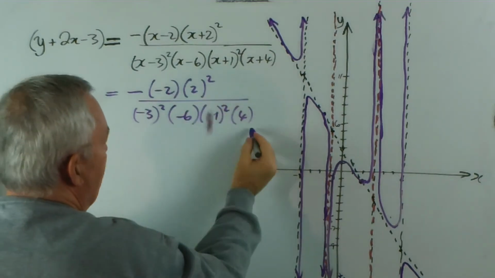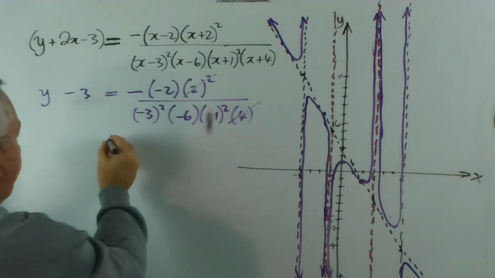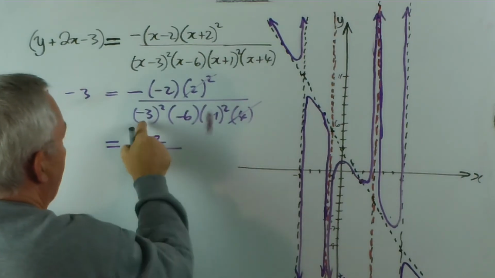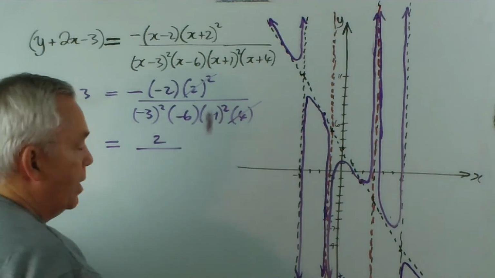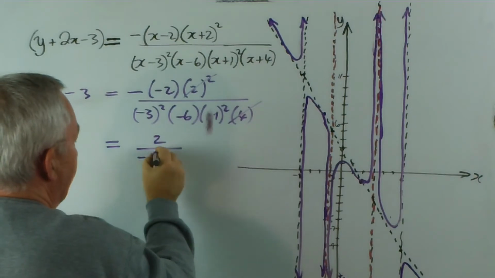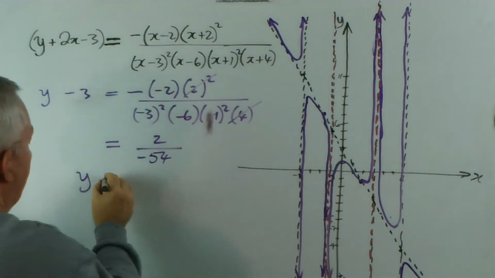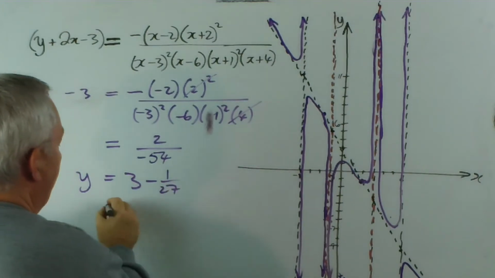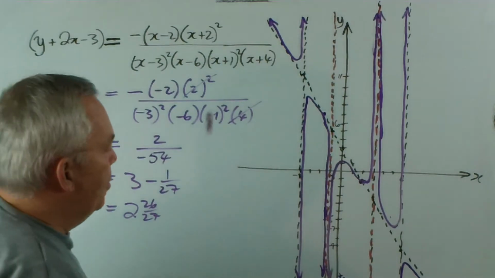Well, 2 squared is 4, and we've got a 4 on the bottom, so let's get rid of that very quickly. We get minus 2 is plus 2. Minus 3 squared is plus 9. 1 squared is 1, so that's not going to make any difference. So we have 9 times minus 6 is minus 6 nines are 54. Add 3 to both sides, and we get y equals 3 minus, now 2 on 54 is 1 on 27, so that's going to be 2 and 26/27. So it's just below 3.